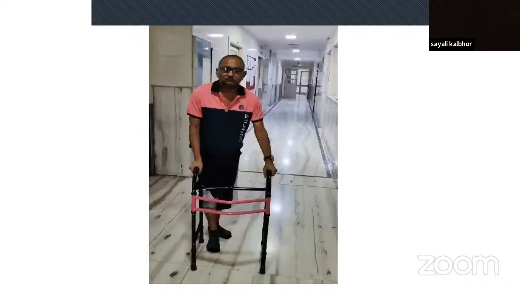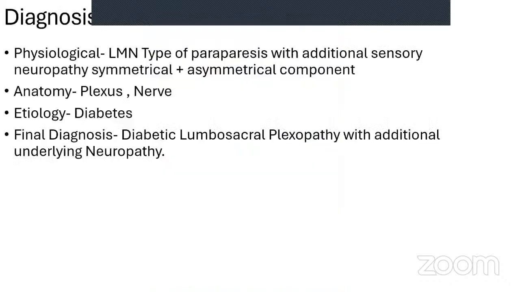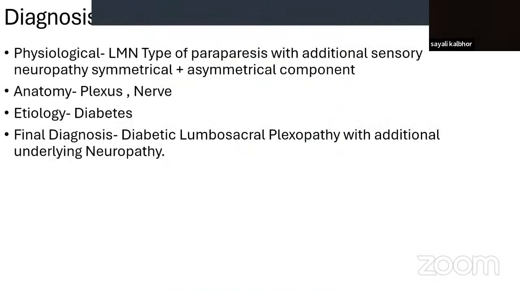Anything, sir, on the examination, or should I go to my diagnosis? Summarize again, from the history as well as the examination. Sir, my summary would be: this is a relatively rapid onset of proximal weakness in the lower limbs with underlying long-standing glove and stocking type of neuropathy, with some additional asymmetrical component of sensory loss.